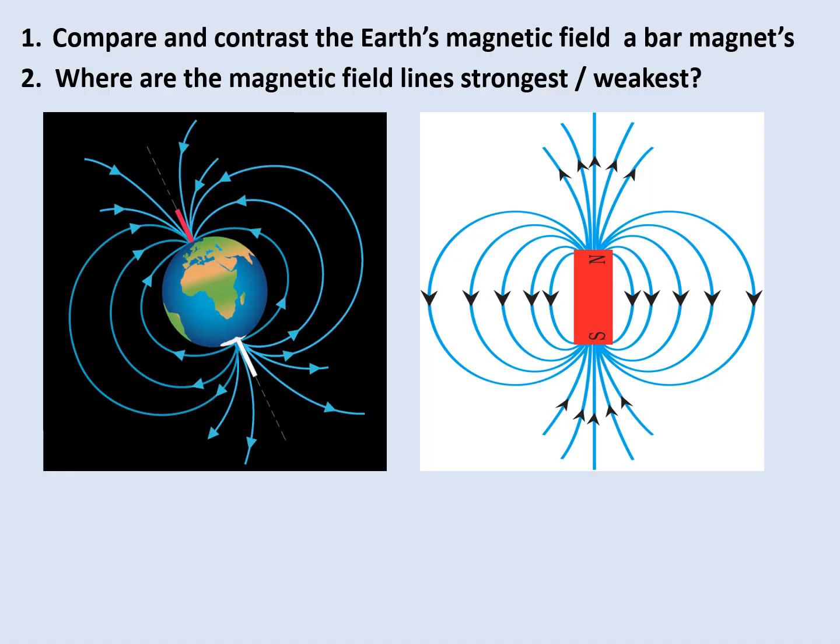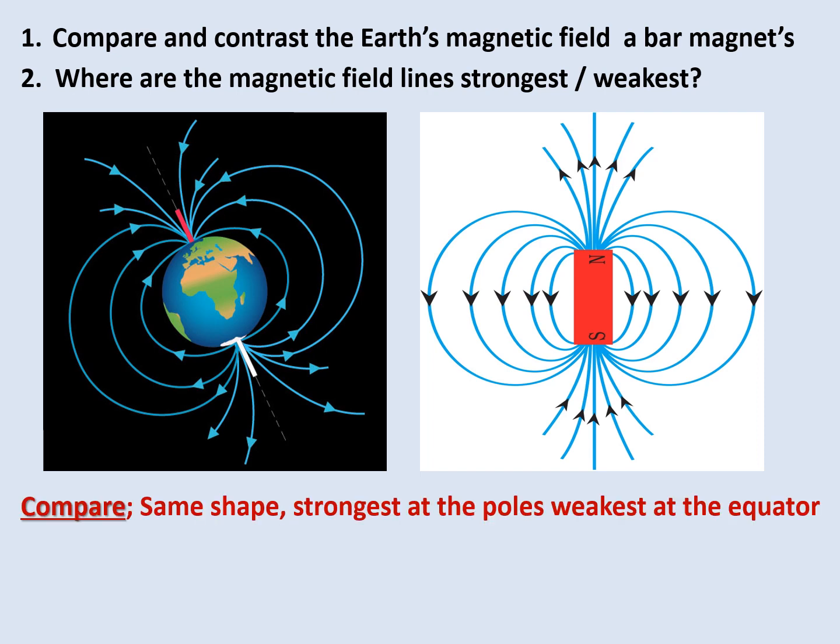So for the first couple of questions, that compare and contrast again, what's similar, what's different between the Earth's and a bar magnet's magnetic field? Where are they strongest? Where are they weakest? We'll deal with them together. So compare, well, they both clearly have a very similar shape. In both cases, the magnetic field is strongest at the poles and it's weakest in the middle or at the equator, as clearly shown by how close together those field lines are.